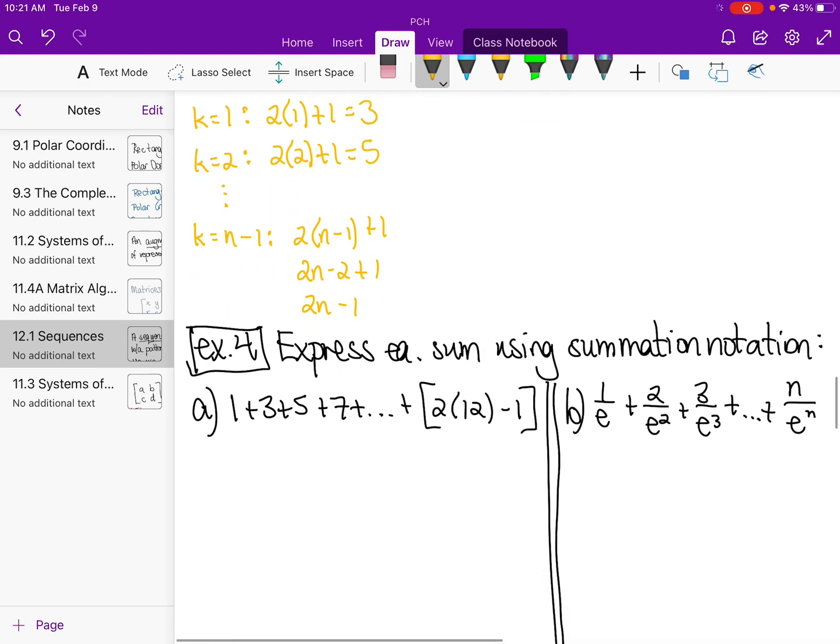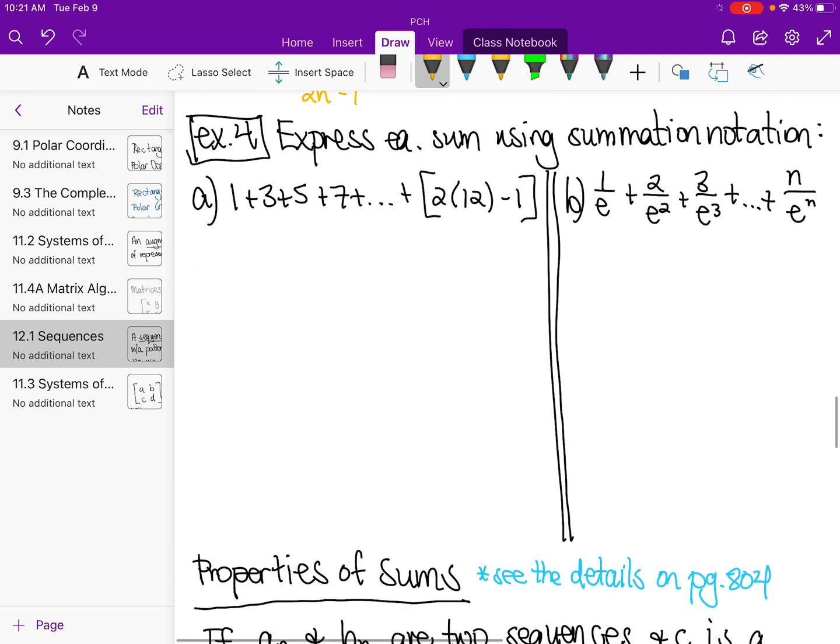Okay, moving on. Express each sum using summation notation. So this is back to the pattern recognition, except that the pattern is really given to you. This is your a sub n term. Okay, so can you tell what's going on here? There's your n right there.